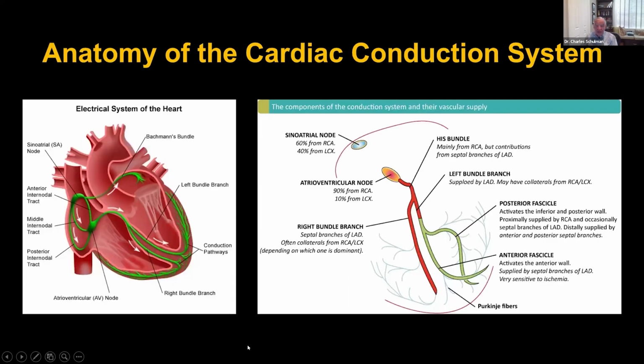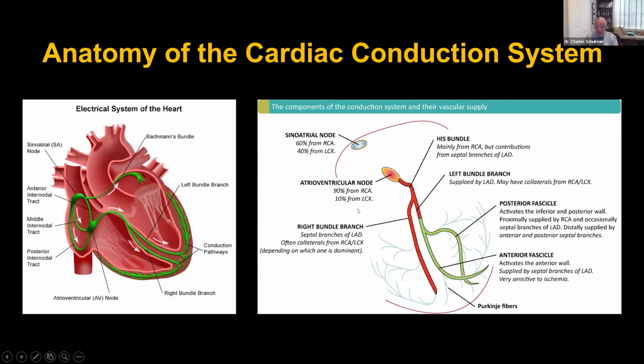Now, to review the anatomy and blood supply of the cardiac conduction system, as you may remember from medical school, the cardiac impulse starts at the sinoauricular node, the SA node, located in the right atrium at the junction of the superior vena cava. Impulses travel through the atrium to the AV node, located in the interventricular septum, then to the common bundle, then to the bundle branches, and to the His-Purkinje system, where the ventricle is depolarized.